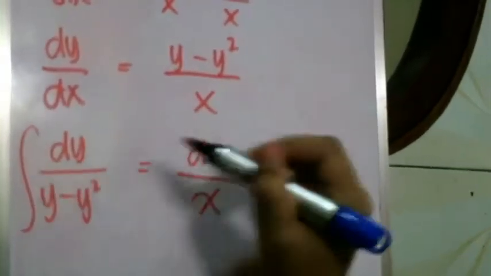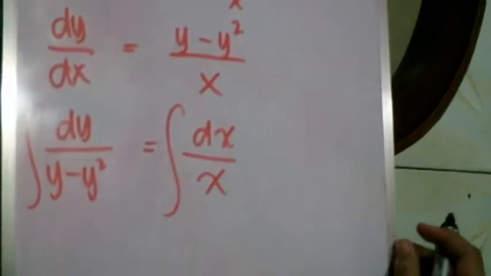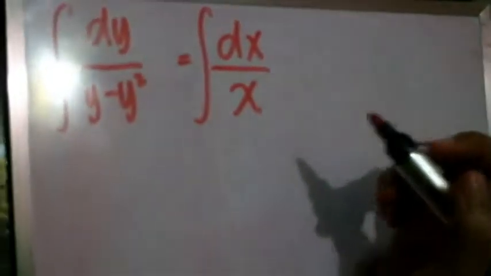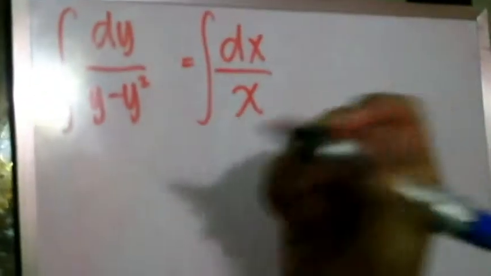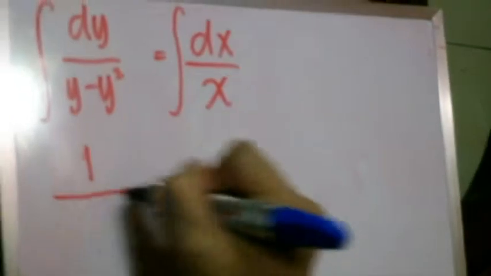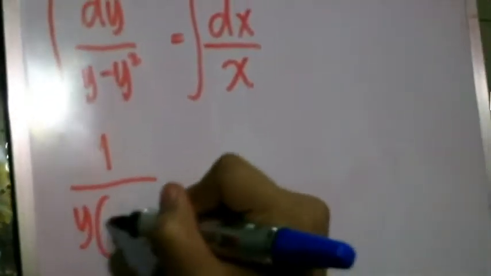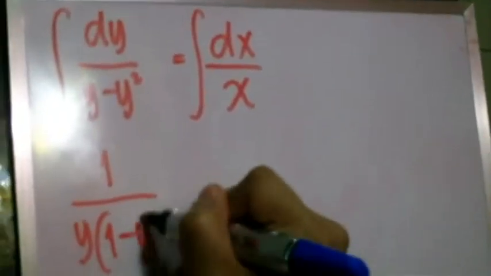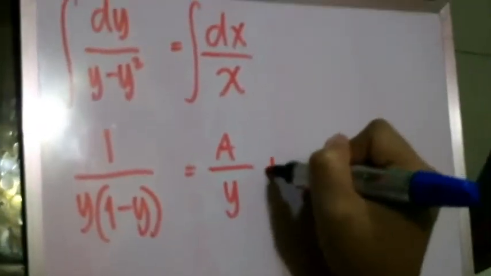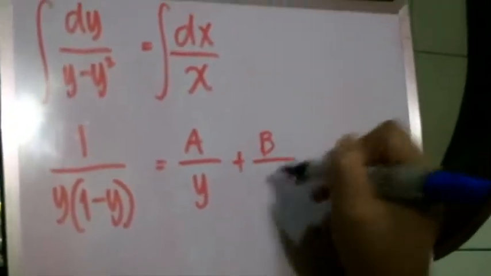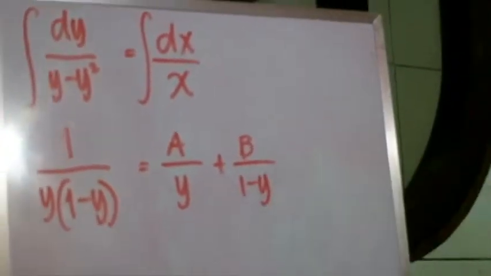Integrating both sides, applying partial fractions in the left side of the equation, we have 1 over y times 1 minus y is equal to a over y plus b over 1 minus y.